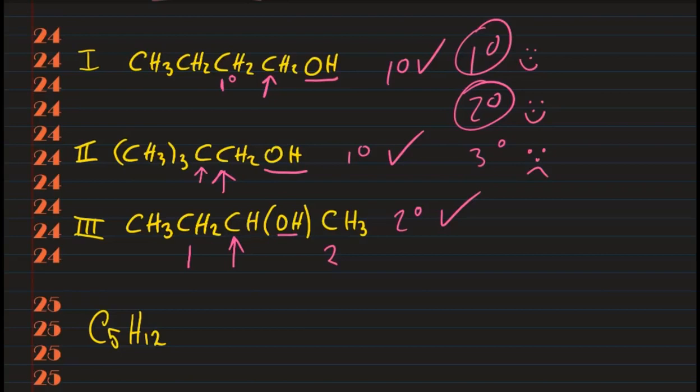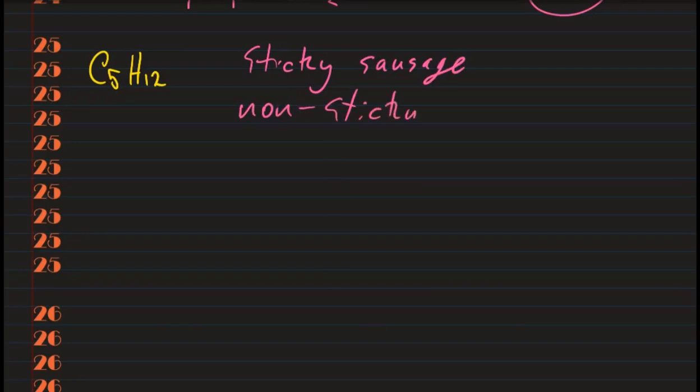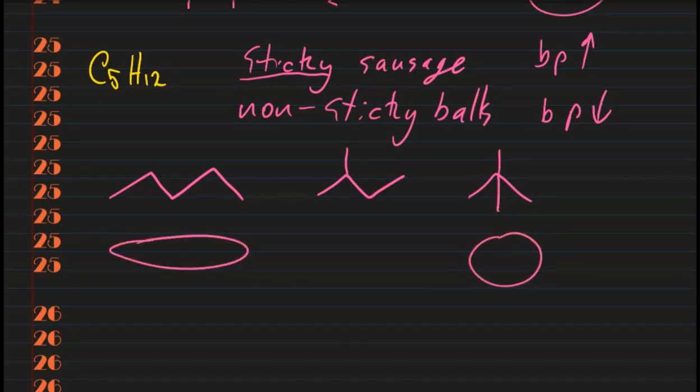24D. Boiling points. Well, I just remember sticky sausage, non-sticky balls. So whichever of these isomers is the more sausagey, that's the one that's going to be stickier and it's going to have a higher boiling point. And whichever of these isomers are more spherical, it's going to have the lower boiling point. So I've got pentane, I've got 2-methylbutane and 2,2-dimethylpropane. That's kind of sausagey, that's kind of sphery, and that's somewhere in between.